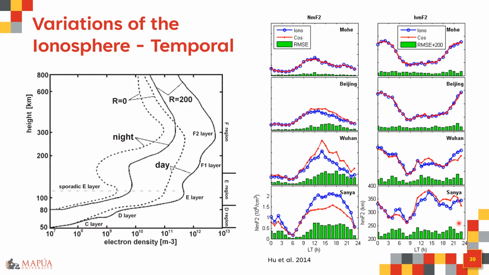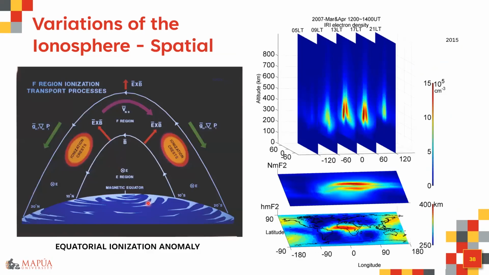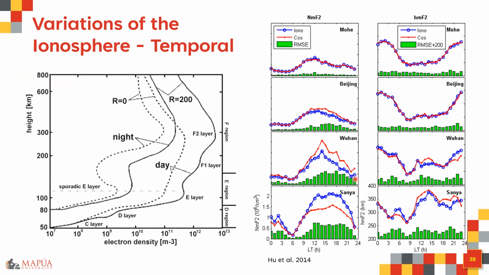Now, aside from this, you can also see some form of temporal variations in this figure. This is Mohe, China, Beijing, China, Wuhan, and Sanya. So you will notice here that as you go toward the south from Mohe, the amount of ionization increases over time. It increases as you go near the equator. So that's your temporal and spatial variation.